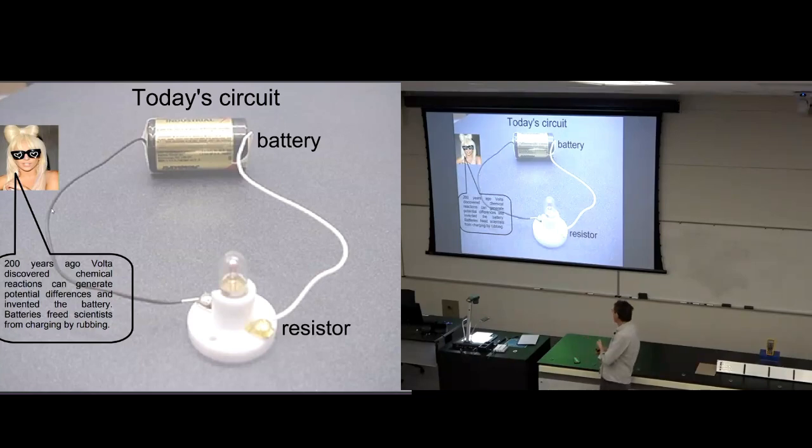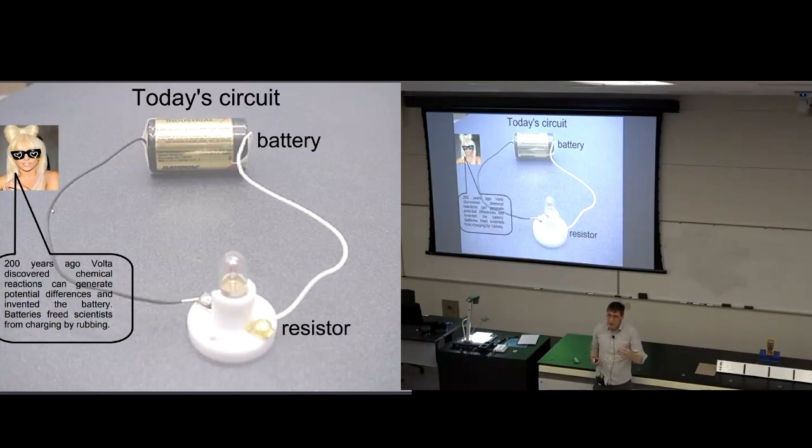It contains a resistor down here. This resistor is a light. And this was a circuit that was first put together about 200 years ago. This circuit came about from a great invention that's important to all our lives. And it was the invention of the battery that occurred 200 years ago. It was an invention due to Volta 200 years ago.